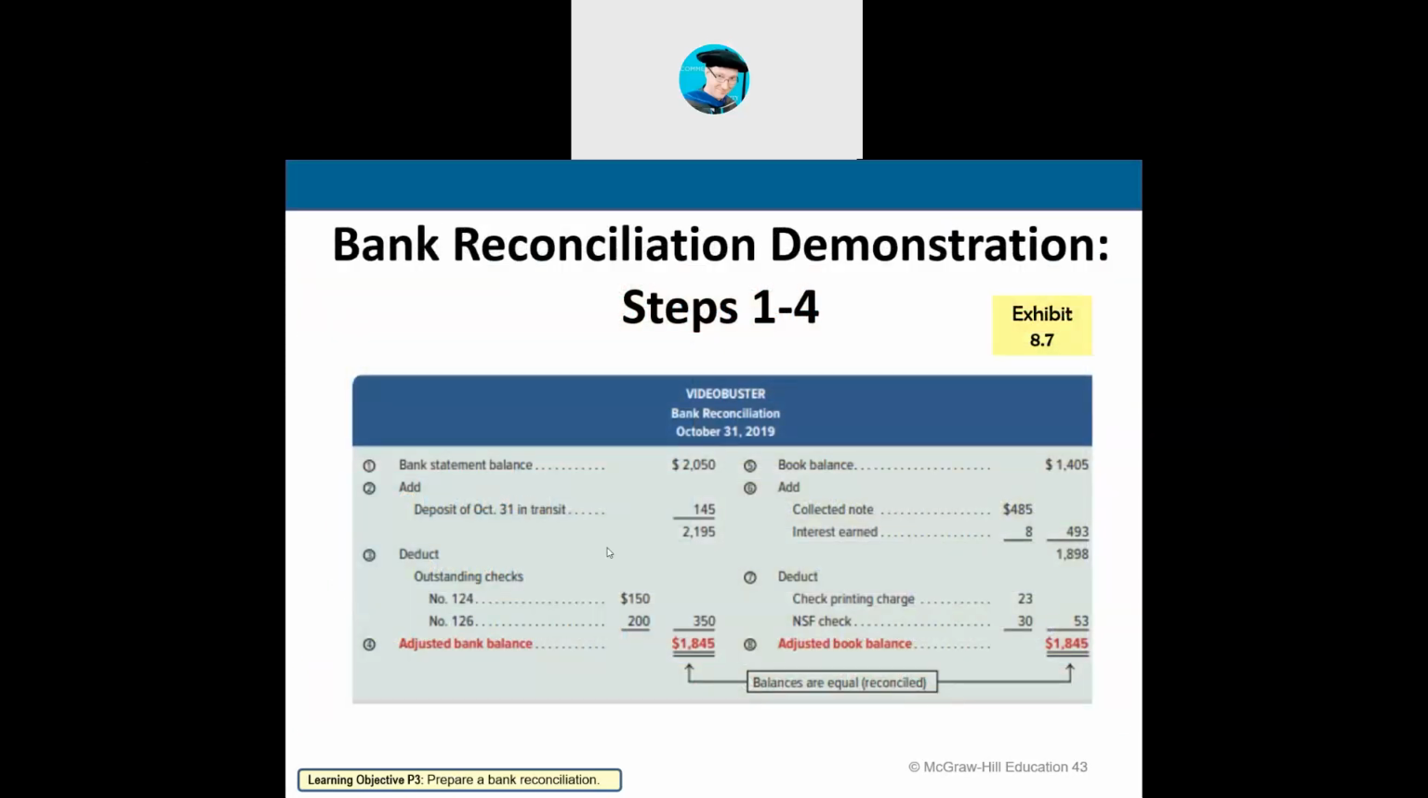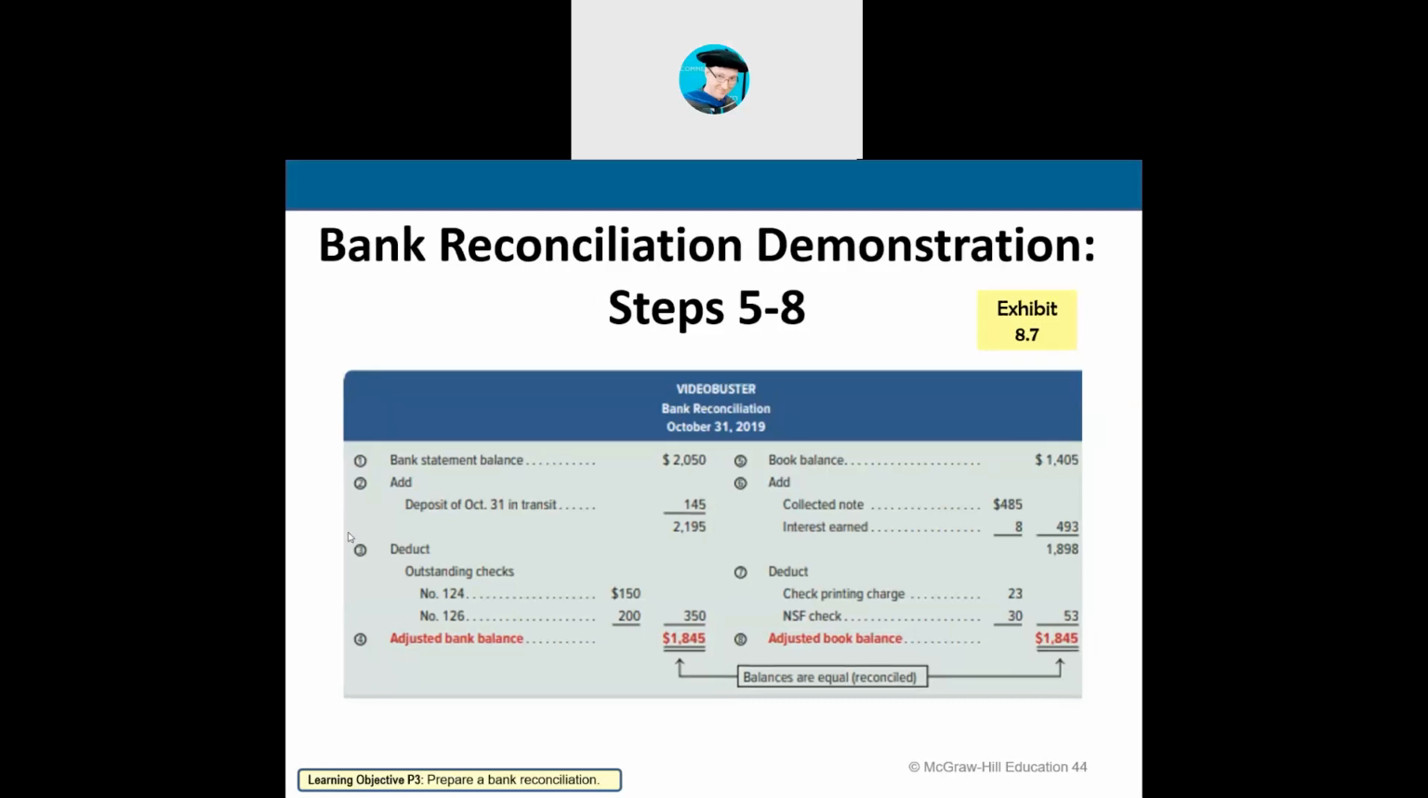So looking at this example, here's my bank reconciliation. Bank statement balance, that's the ending balance from the previous month, plus deposits that are in transit, minus outstanding checks equals the adjusted bank balance. My book balance plus interest plus checks I've received minus bank fees minus other fees equals the adjusted book balance. We see that the two equal. When the two equal, that means the bank account has been reconciled with what is in your accounting record, your software.